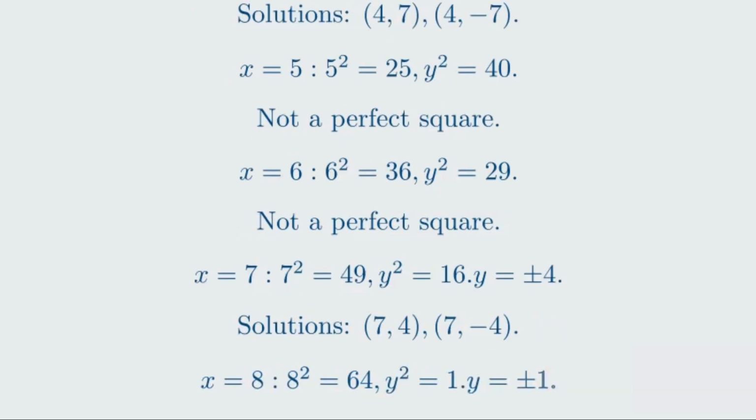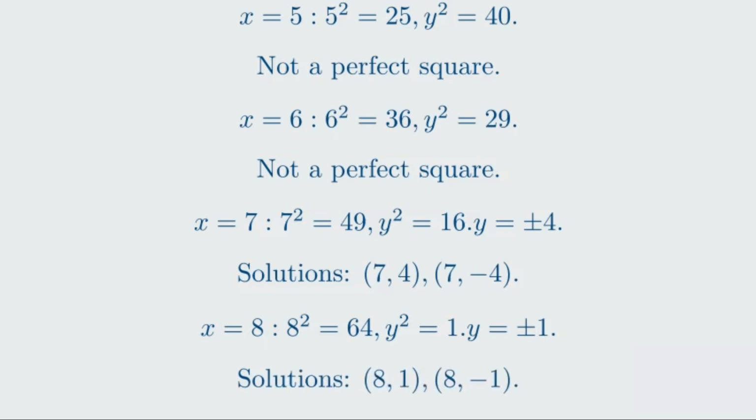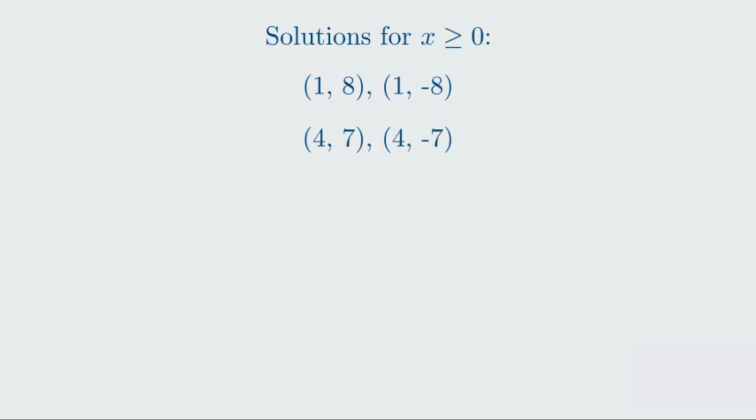Finally, if x is 8, x squared is 64, y squared is 65 minus 64, which is 1. The square root of 1 is 1. So if x is 8, y is plus or minus 1. This gives us (8, 1) and (8, -1). So, we found all the solutions where x is a positive integer, or 0. Let's list them out. We have (1, 8), (1, -8), (4, 7), (4, -7), (7, 4), (7, -4), (8, 1), and (8, -1).